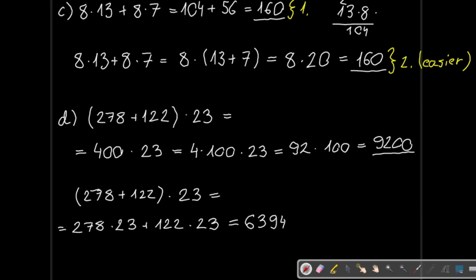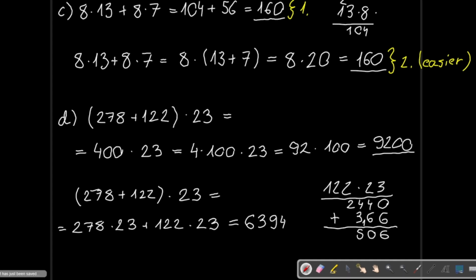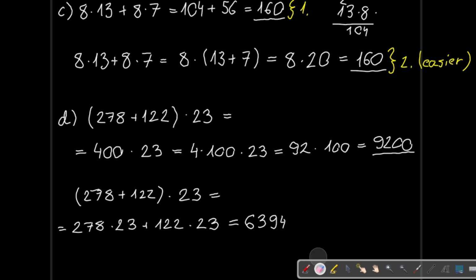Now for the second part, we have 122 by 23. 2 times 2 is 4, 2 times 2 is 4, then we have 2 here. And then we have 3 times 2, 6, 6, 3. Now we add these together, and we get 2,806.